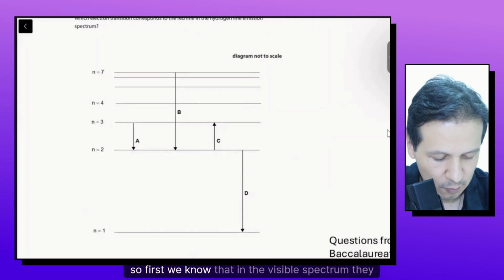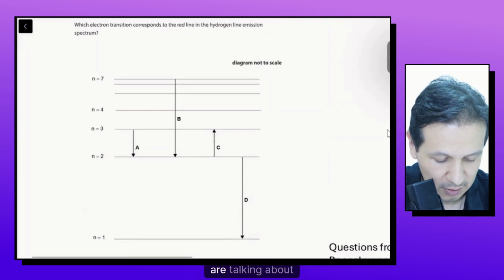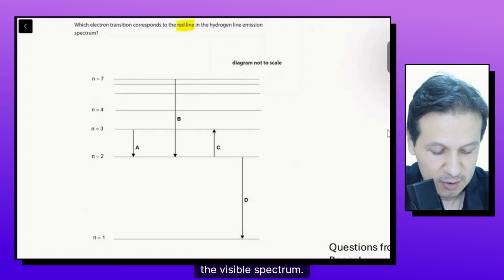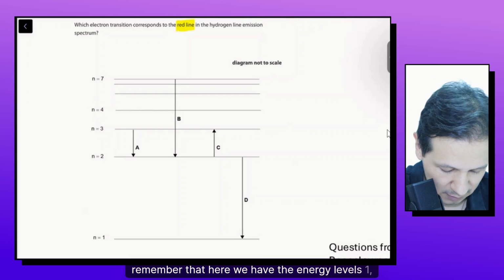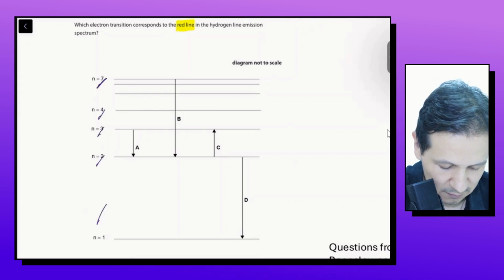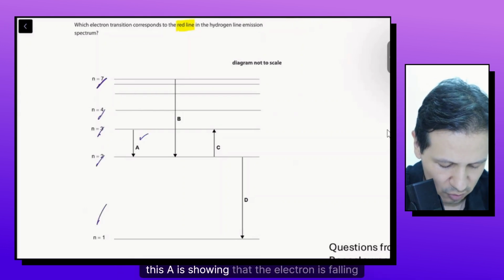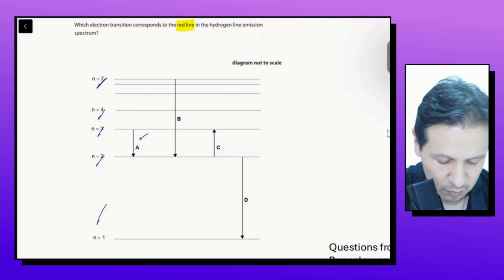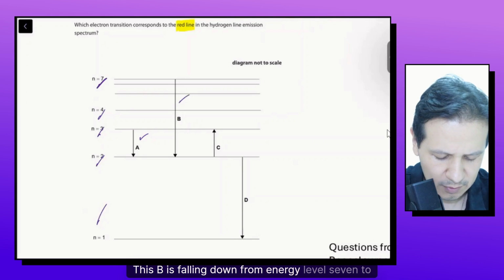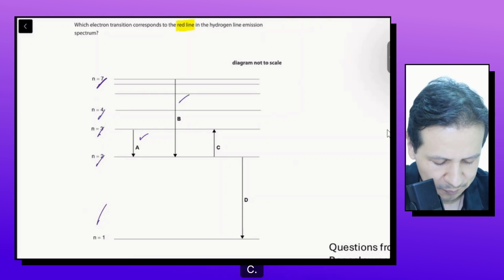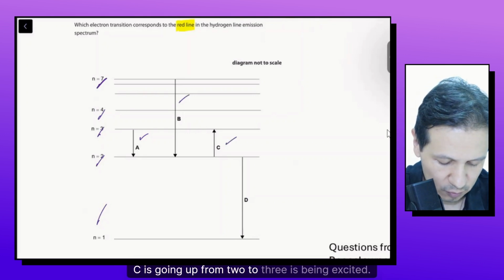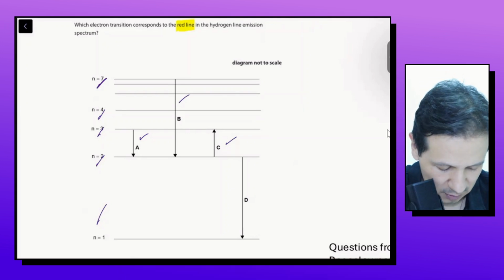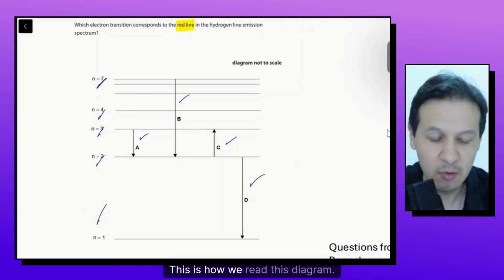First, we know that in the visible spectrum, they are talking about a red line, meaning that it is the visible spectrum. Remember that here we have the energy levels 1, 2, 3, 4, 7. A is showing that the electron is falling down from energy level 3 to energy level 2. B is falling down from energy level 7 to energy level 2. C is going up from 2 to 3, getting excited. And then we have energy level 2 and energy level 1 for D. This is how we read this diagram.